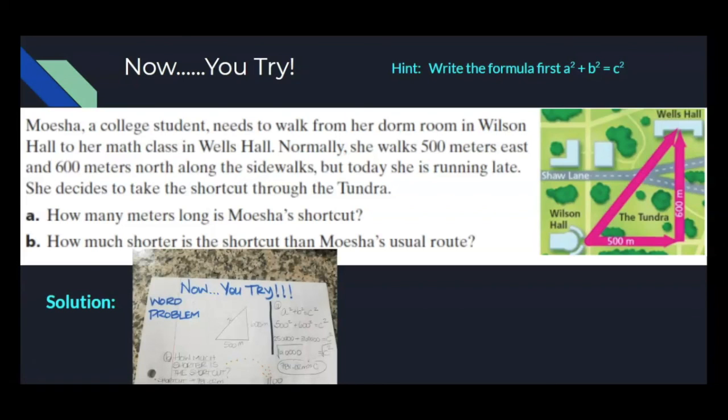So the shortcut is 781.02 meters. How much shorter is the shortcut than Moesha's usual route tells us that we need to subtract. Her usual route is 500 meters plus 600 meters, that's 1100 meters. We're going to subtract from that the shortcut. That gives us a distance of 318.98 meters.